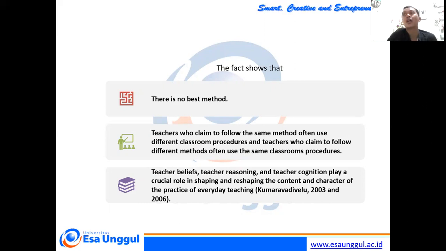Every class is unique. Every class is different. Even if you teach the same grade, for example five classes all in the same grade, they are different because students need context, students need interest, and learning styles are different in every class. So that's why we cannot say that this method is the best method for you to apply. It may not be the best method in your class. Maybe it's the best method in another teacher's class. So teachers' beliefs, your reasoning, and your recognition will play a crucial role in shaping and reshaping the content and character of the practice of everyday teaching.